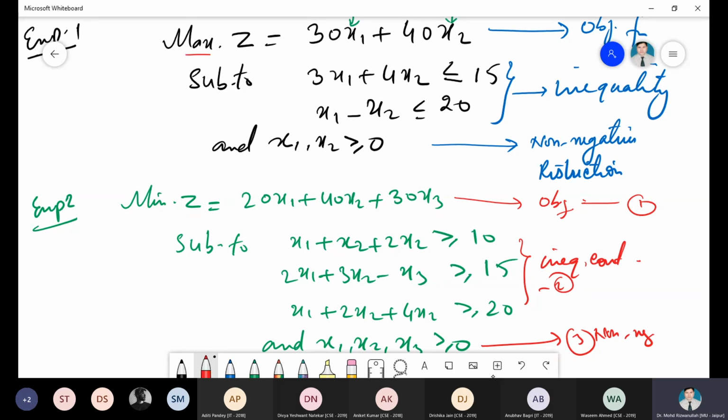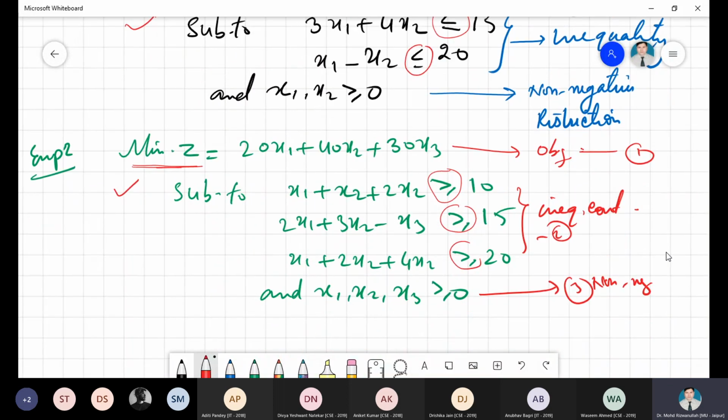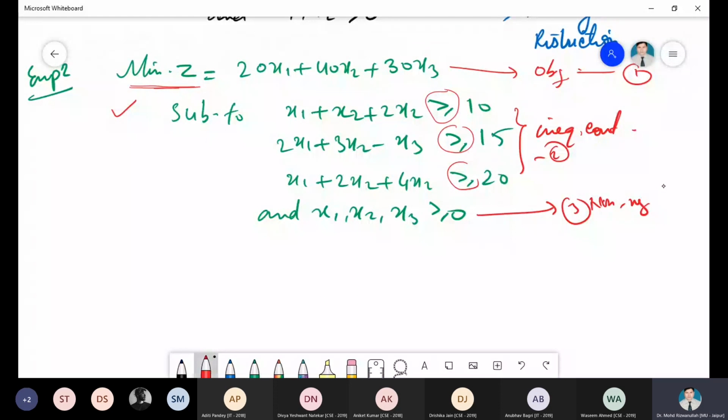This is the maximization case, and the inequality constraint is of the less than sign, right? This is the minimization case. The objective function is minimum, so this is the greater than sign, right? So this is a maximum case of the problem. This is the minimization case of the problem, and similarly, again I am writing another problem. Maybe maximum.